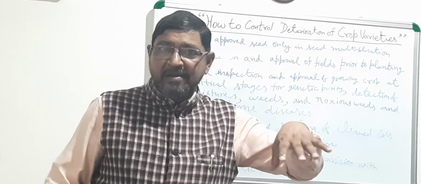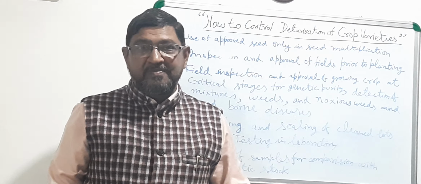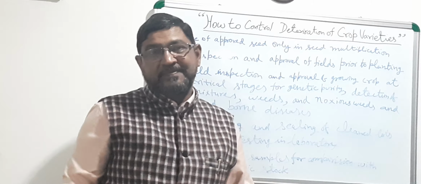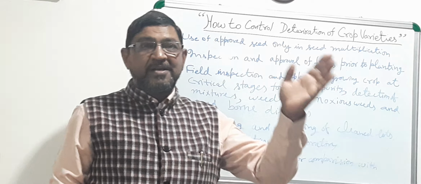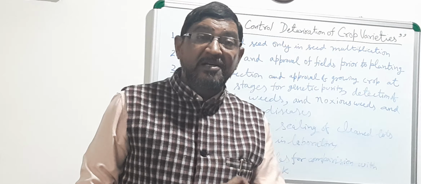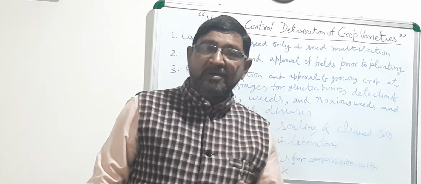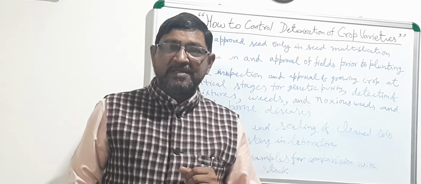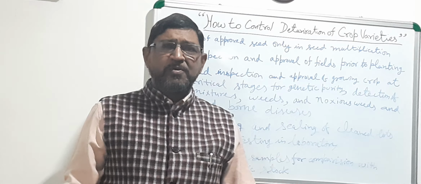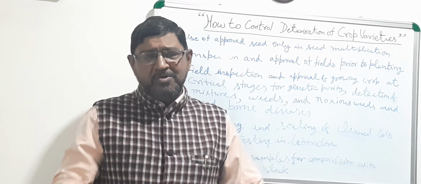Your seed field must be separated by at least 3 meters minimum from other varieties of the same crop, from all the sides, because about 5% cross pollination occurs even in self-pollinated crops, which you do not visualize. So it has been calculated how much distance you can keep for maintaining purity for each crop.